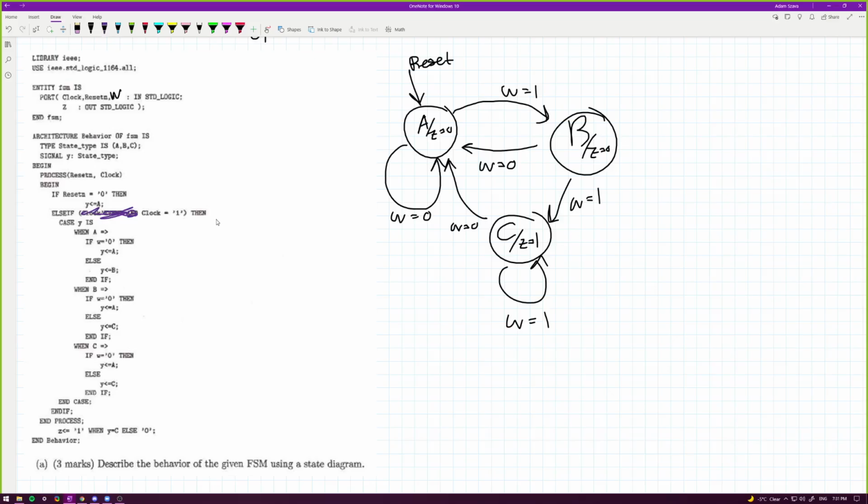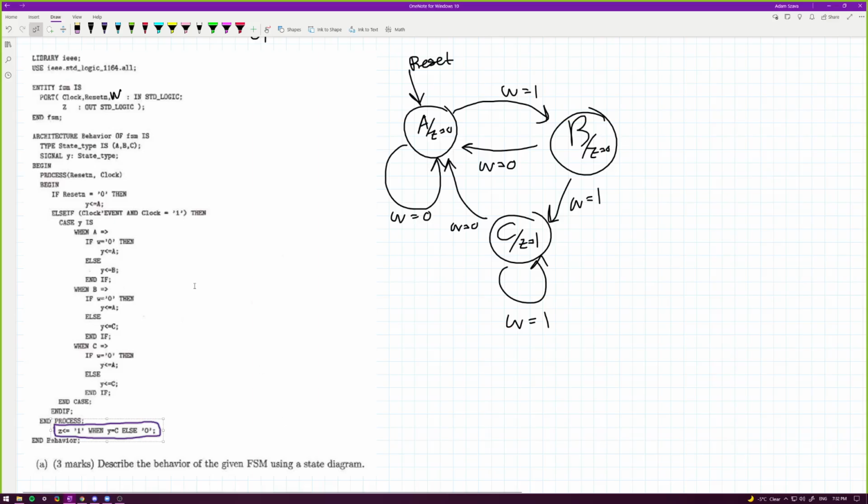How do I know if it's Moore or Mealy from the code? Deciding if it's Moore or Mealy is entirely about the output Z. The output Z here is just saying Z is one when the state is C, otherwise it's zero. So you see that the output depends entirely on just the state, and so that is a Moore type machine.